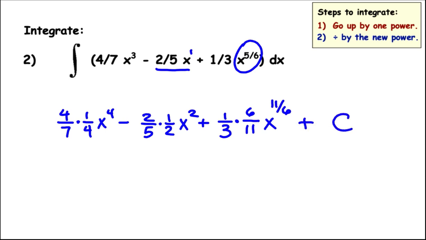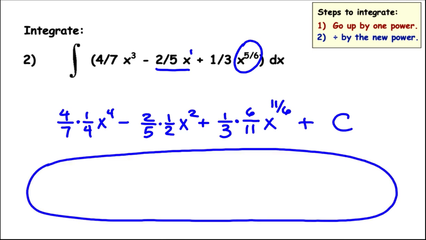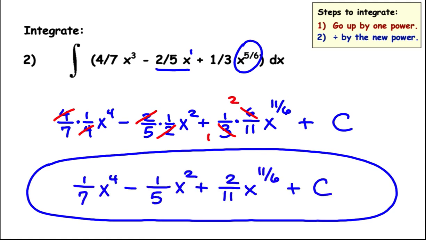All right. My final answer will be right here in this oval. Just need to make it look nice. The 4's will cancel. So will the 2's. So will the 3 and the 6. And now I can go ahead and write it. And that's it. That's our answer.